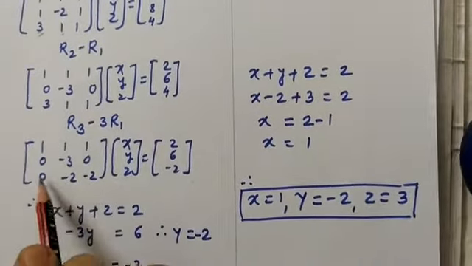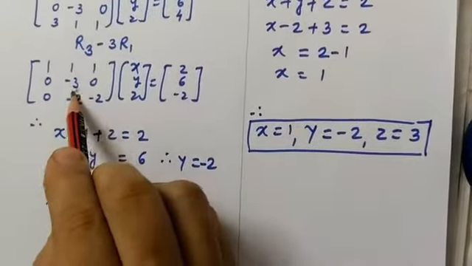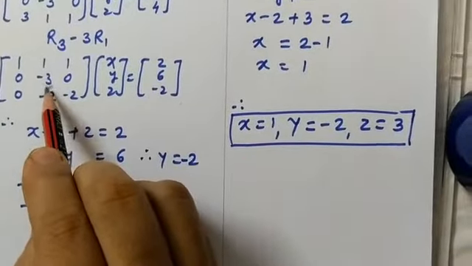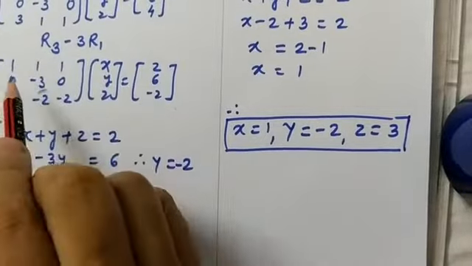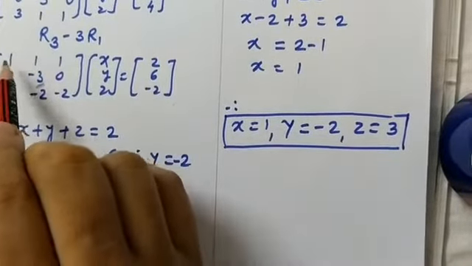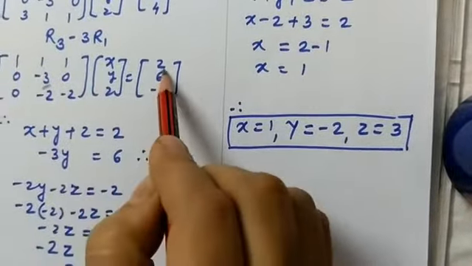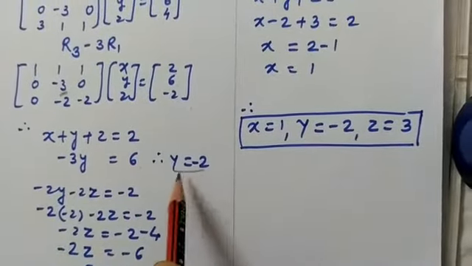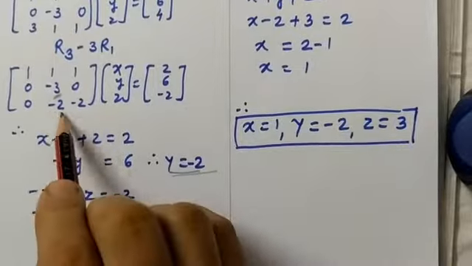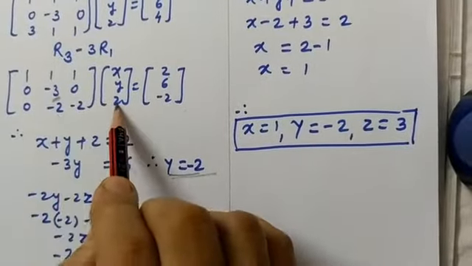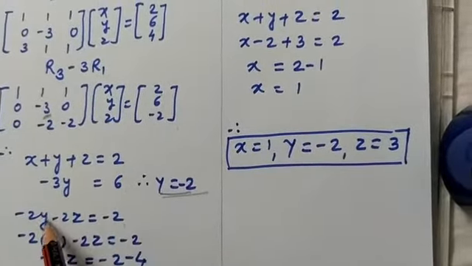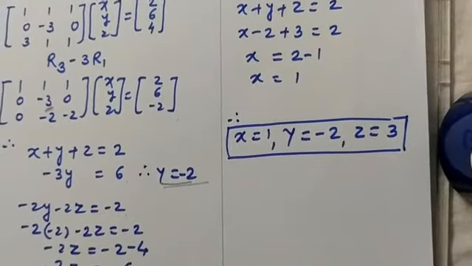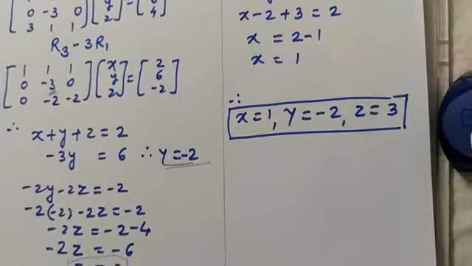Now since we got 0 in 2 places, without performing any further operation we directly get the value of y. After simplification, the equations are x plus y plus z equal to 2, and minus 3y is equal to 6, which easily gives the value of y as minus 2. Similarly, minus 2y minus 2z equal to minus 2. Put the value of y as minus 2 here, then calculate the value of z, and we get z as 3.